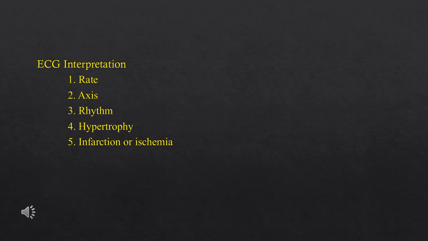For ECG interpretation, you have to take note of the rate, axis, and rhythm. Is there any chamber hypertrophy? And is there any infarction or ischemia?